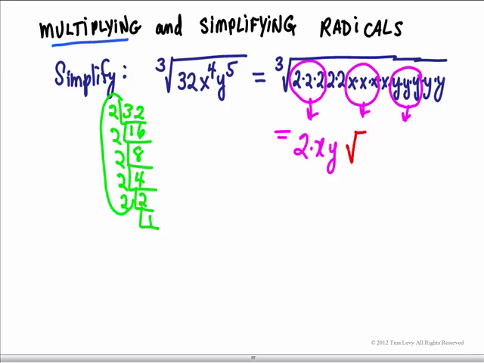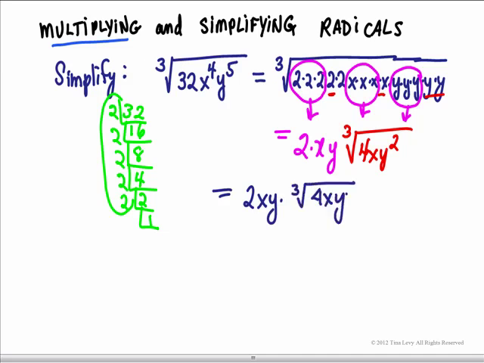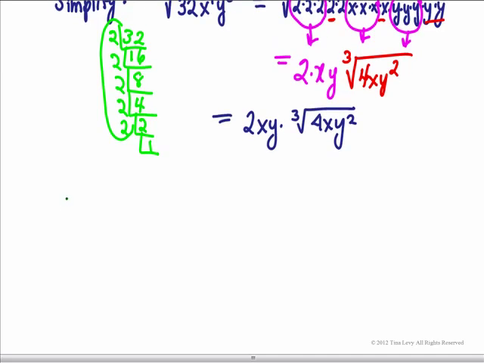What's left under the cube root jail is what didn't get pushed out. So we had 2 2's, which is a 4. We have an x, and we have 2 y's, which is a y squared. So simplifying, this cube root becomes 2xy times the cube root of 4xy squared. When you're simplifying, you've taken out all the triples, and what's left underneath is something that wasn't a triple, that couldn't be removed. Now we're going to look at multiplying.